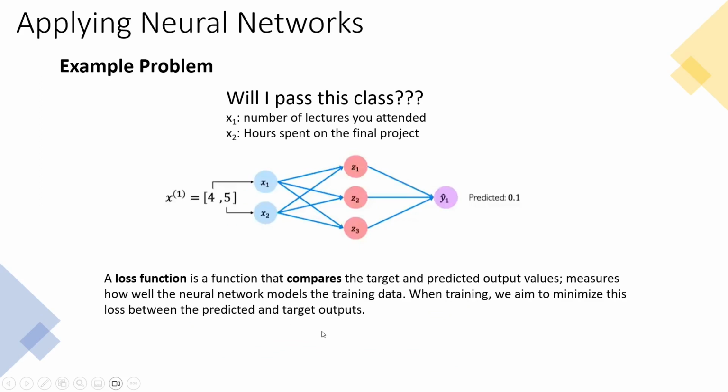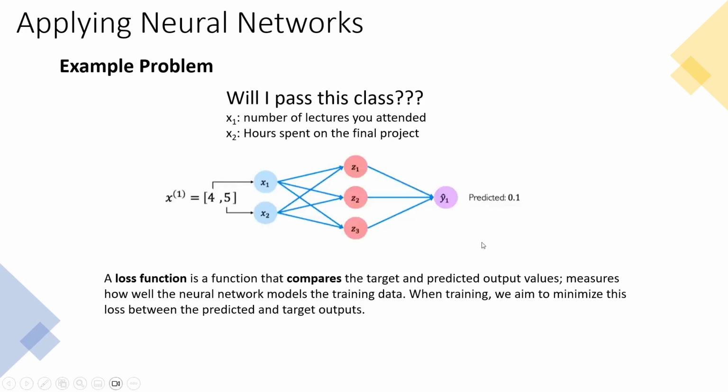Okay, so that introduces another concept called a loss function. And a loss function is a function that compares the target and predicted output values, measures how well the neural network models the training data. When training, we aim to minimize this loss between the predicted and target outputs. So if your loss is 0, basically your prediction is perfect.